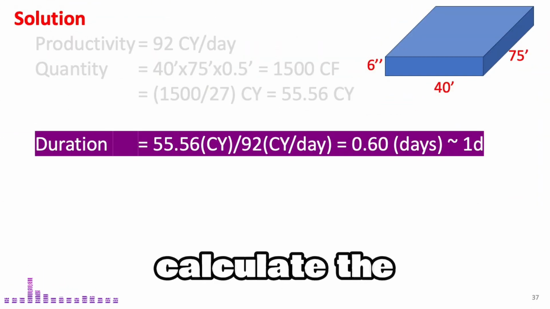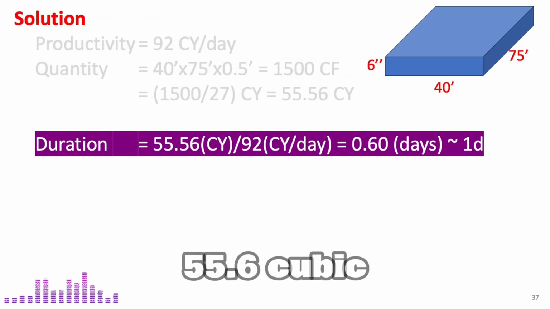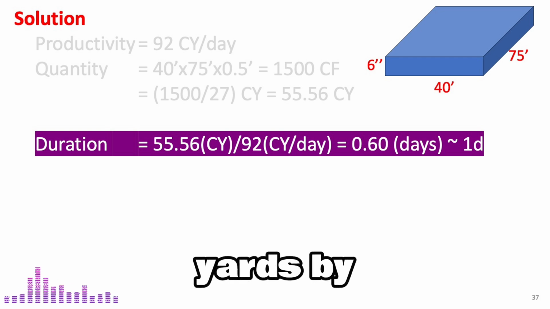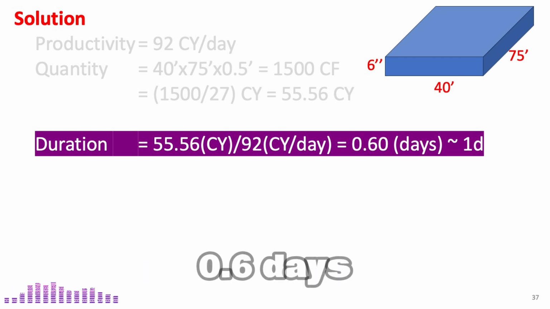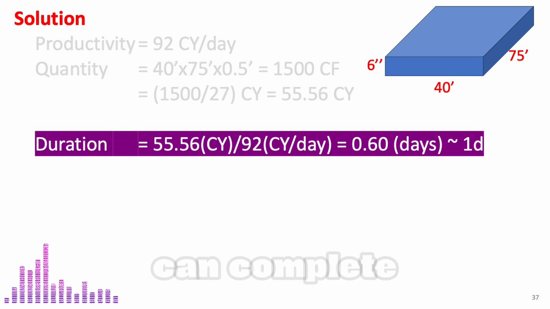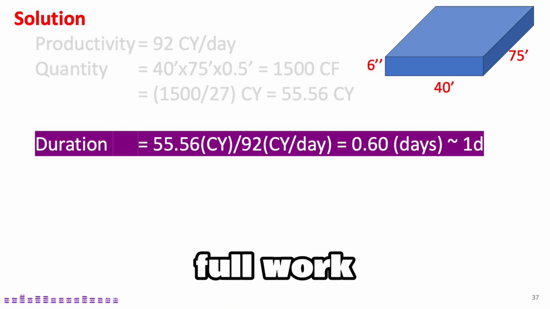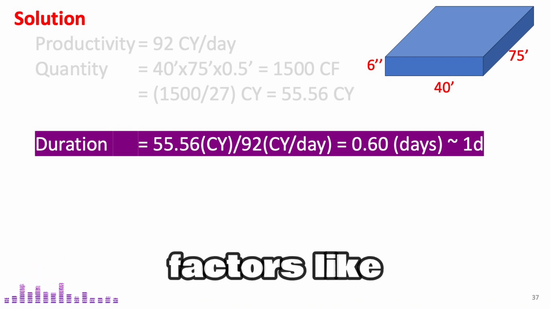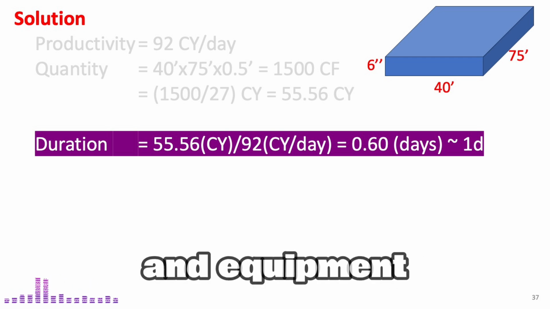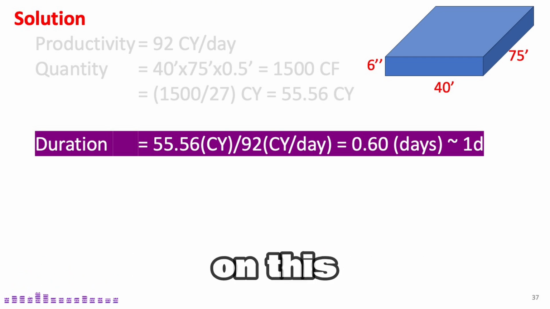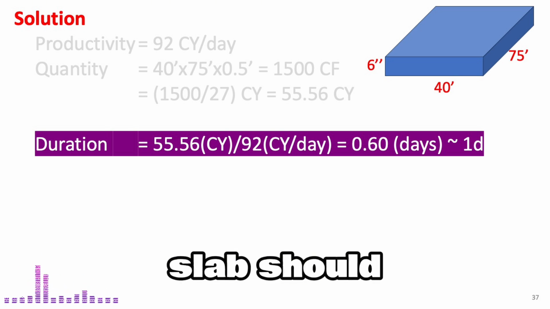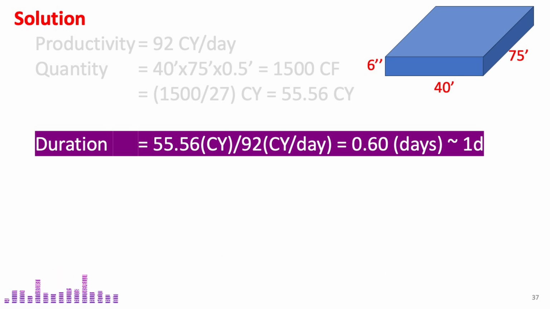Finally, we calculate the required time by dividing 55.6 cubic yards by the production rate of 92 cubic yards per day, which equals approximately 0.6 days. This means the crew can complete the pour in less than 1 full workday. Of course, real-world factors like weather conditions, crew efficiency, and equipment availability could slightly impact the actual time needed. However, based on this estimation, the concrete slab should be poured within a single day.